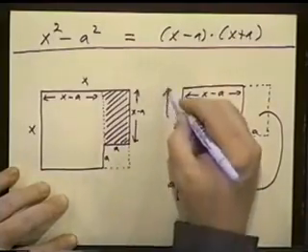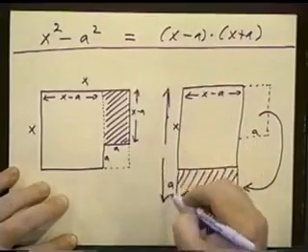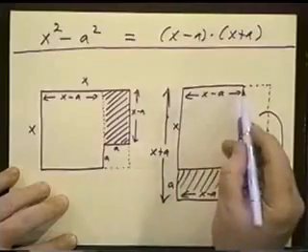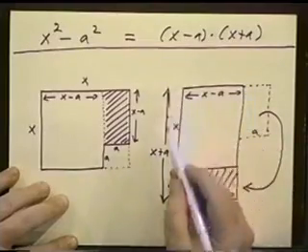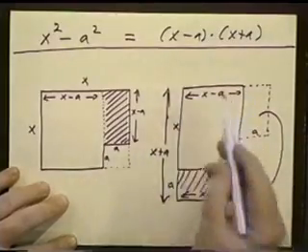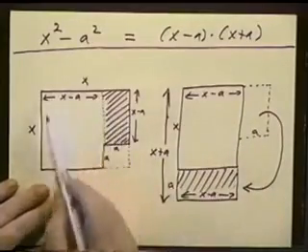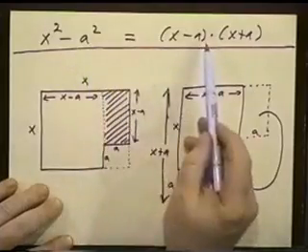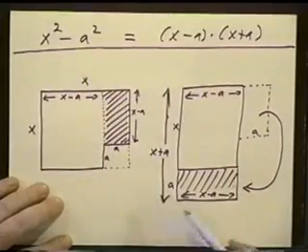Now, what is the distance along this long side? Well, it's x plus a. And what's the distance along this side? x minus a. And if you multiply these together, you have the area of this rectangle, which is the same as this area of x squared minus a squared. In other words, this side equals this side. I like that. That's a nice picture.